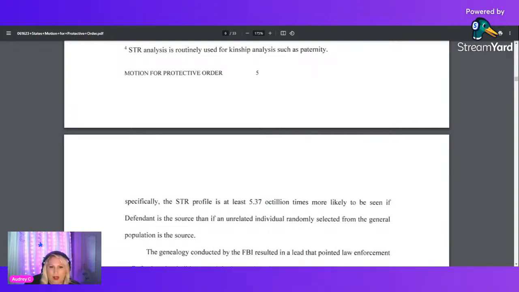It says here the STR profile is likely to be seen. That's strange. So, is that another reference to DNA information that has no forensic value? Because the STR profile should be visible no matter what it says.